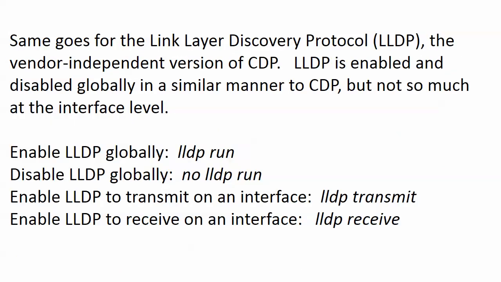Now, the same goes for the Link Layer Discovery Protocol, LLDP. And this is the vendor-independent version of CDP. The output is not exactly the same, but it's the same process, really. It's the same kind of information. And LLDP is enabled and disabled globally in a similar manner to CDP, but not so much at the interface level. So you want to watch these. Enabling and disabling LLDP globally, just use lldp run or no lldp run. You can enable LLDP to transmit on an interface with lldp transmit, or to receive on an interface with lldp receive. And if we're turning it off, what are we going to do? We're going to put the word no in front of those commands.